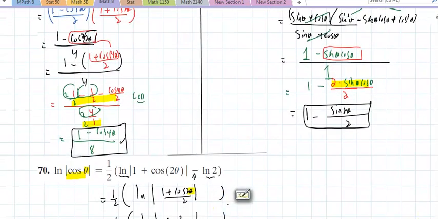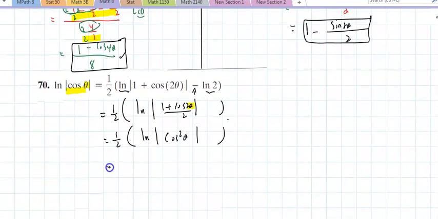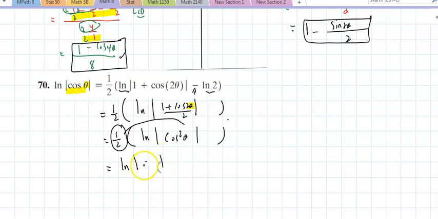And the one property of logs, I could take a number and make it a power. This will be the natural log of the absolute value of the cosine squared of theta to the 1/2, which is a square root, and the square root of the cosine squared in absolute value is the cosine of theta. And that's pretty much how these work.